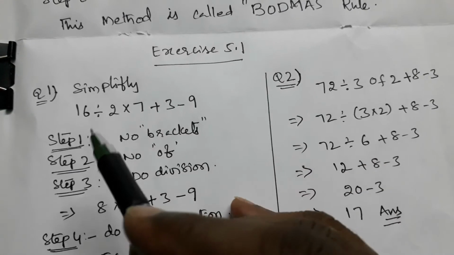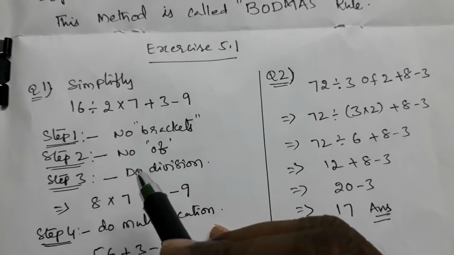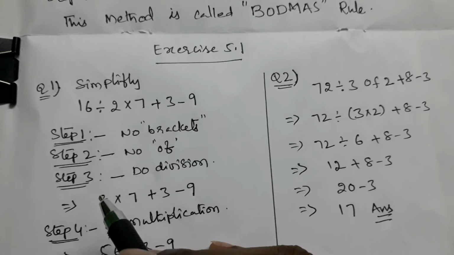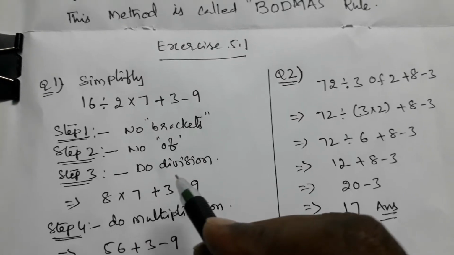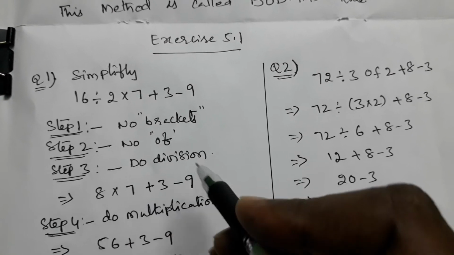Is there any "of" given in this problem? No. Then forget about the "of" operation and go to step 3. Step 3, after the "of" operation, do division.